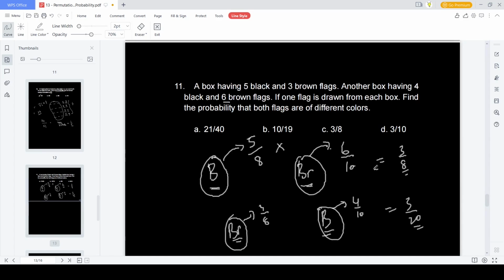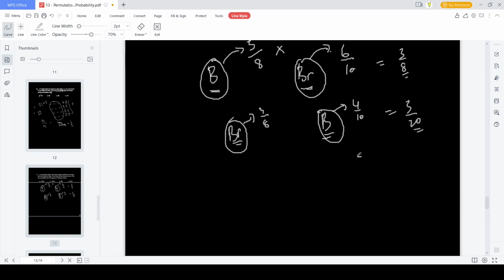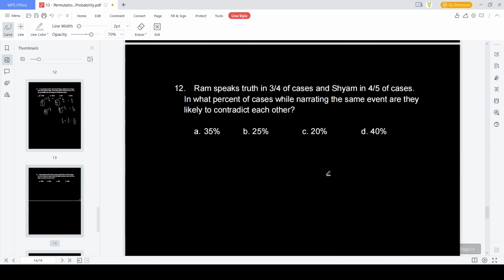Now I simply have to add the probabilities, right? Because it's happening two different times, not at the same time. So I get the total probability as 3 by 8 plus 3 by 20, which is 15 plus 6 over 40. 15 plus 6 is 21. So 21 by 40. That's the answer. Next question.